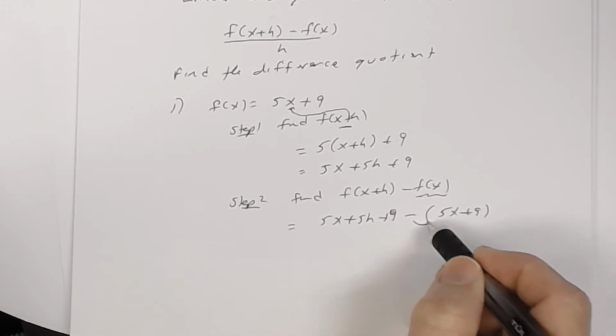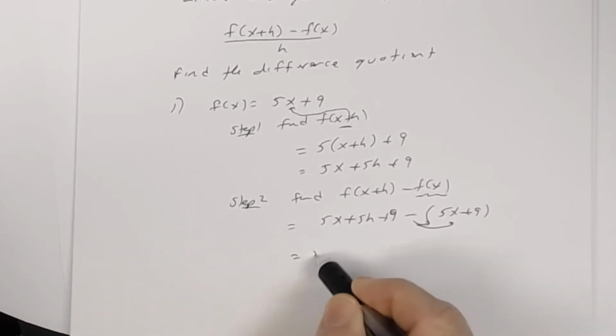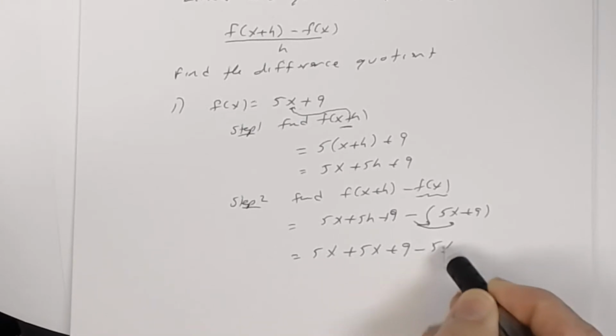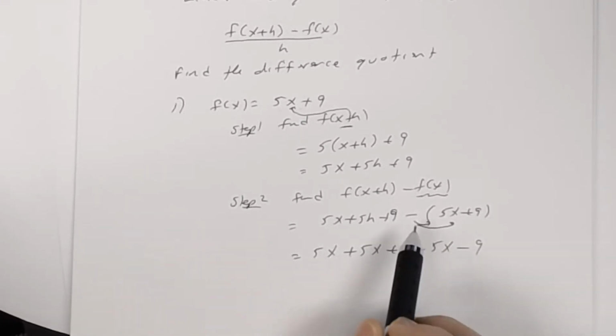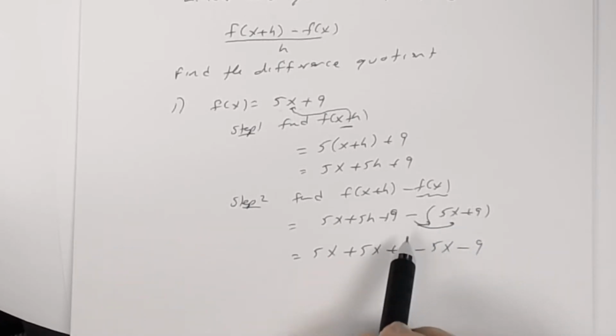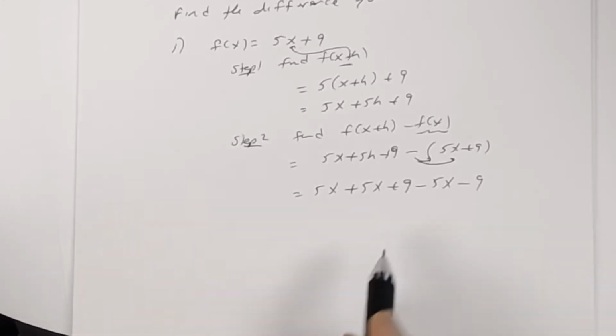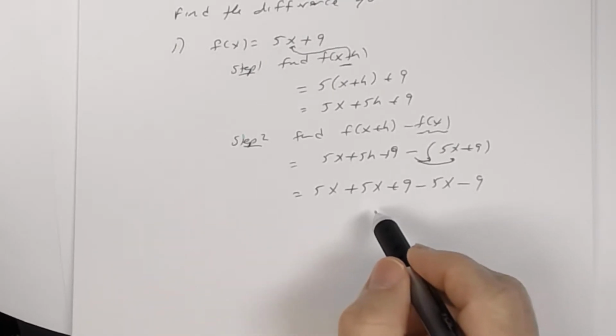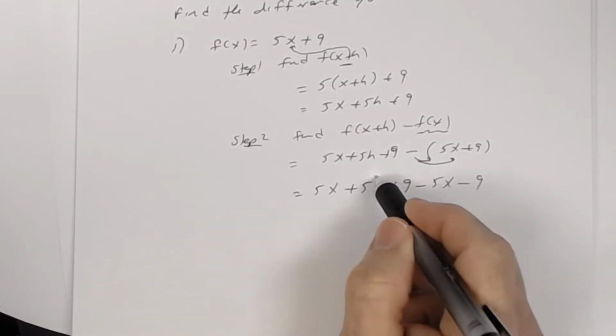Then the next step is to get rid of the parentheses. So we have 5x plus 5h plus 9 minus 5x minus 9. You see, if you had not put the function in parentheses, you would have probably said 5x plus 9, and it should have been 5x minus 9. All right, now let's combine like terms.